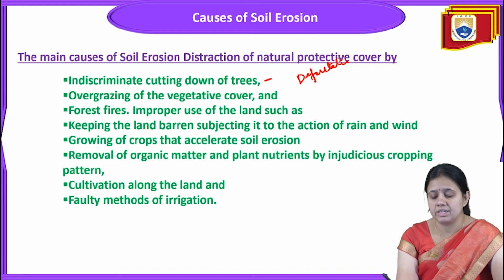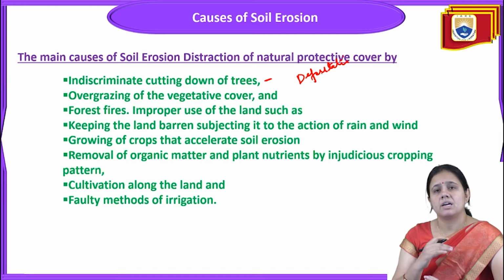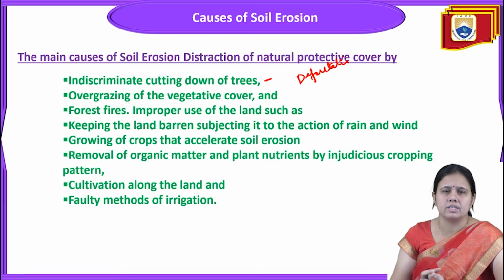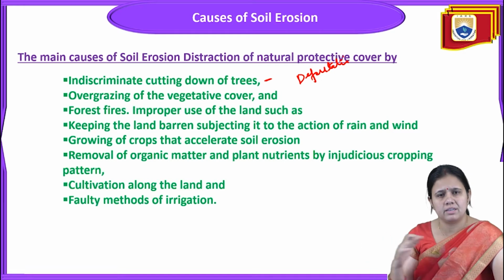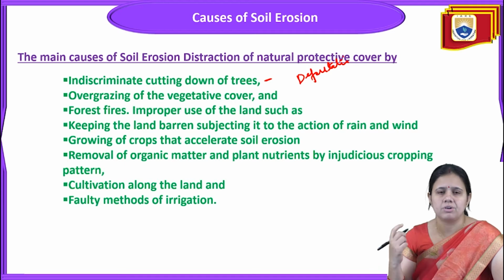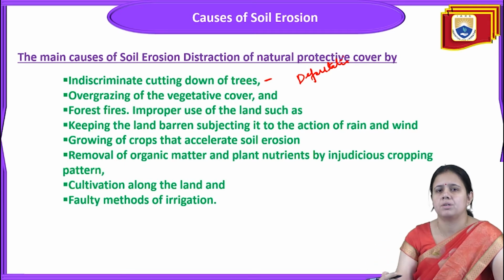Because of deforestation, the cutting down of trees, the soil will lose its fertility and its compaction. If trees were there, the soil would be tightly bound with the roots of the trees. But due to deforestation, it will be present loosely on the top layer of the soil, and due to this soil erosion will happen. So to stop soil erosion, afforestation is a very important thing.